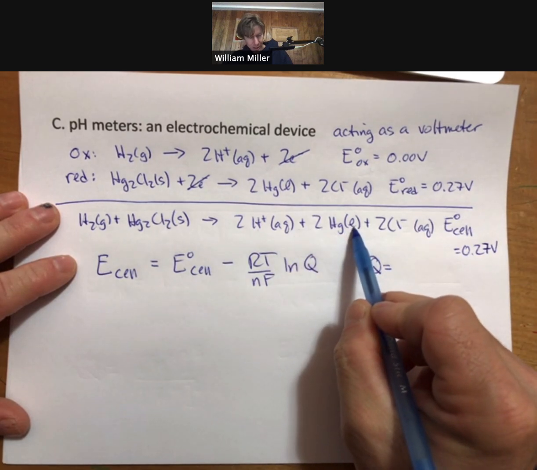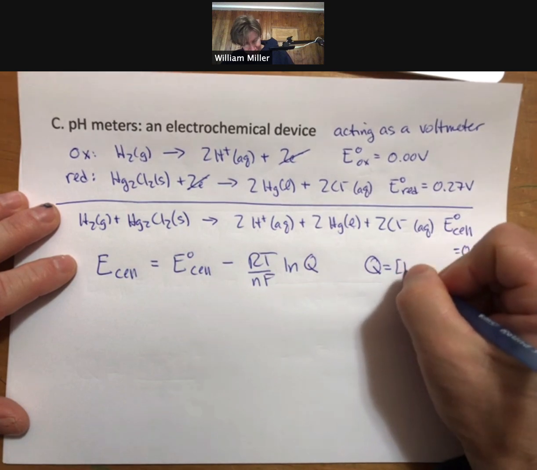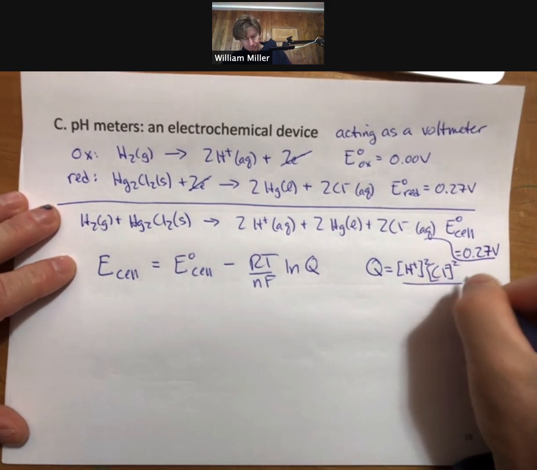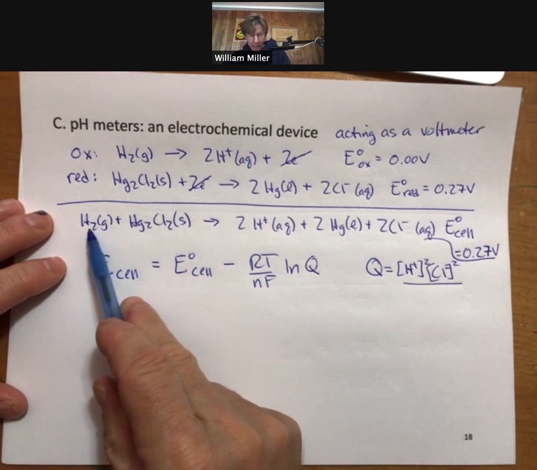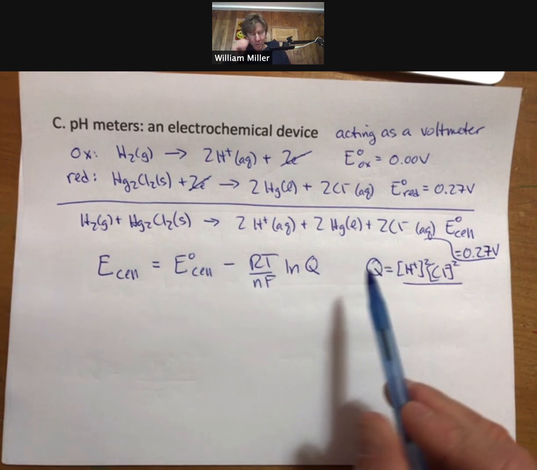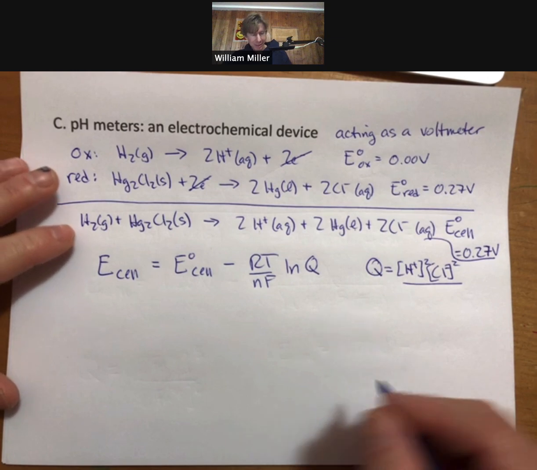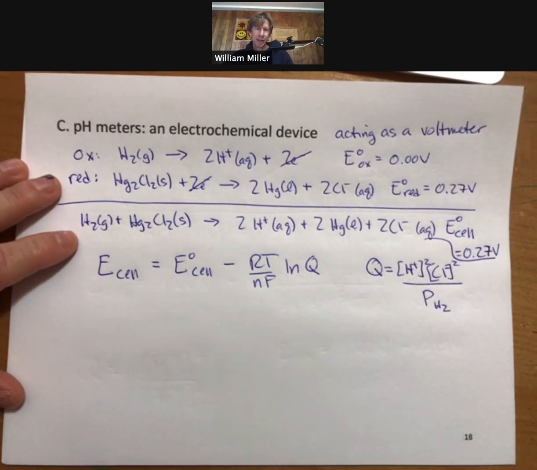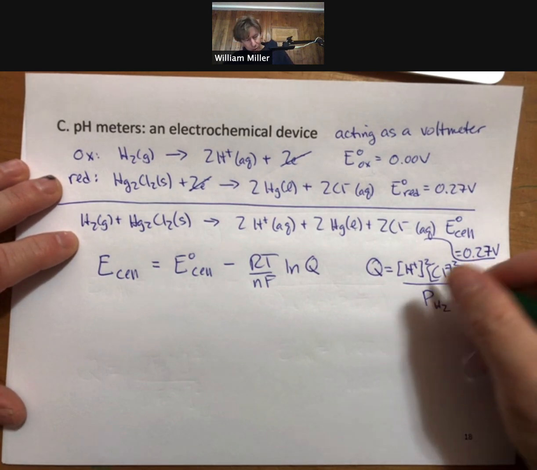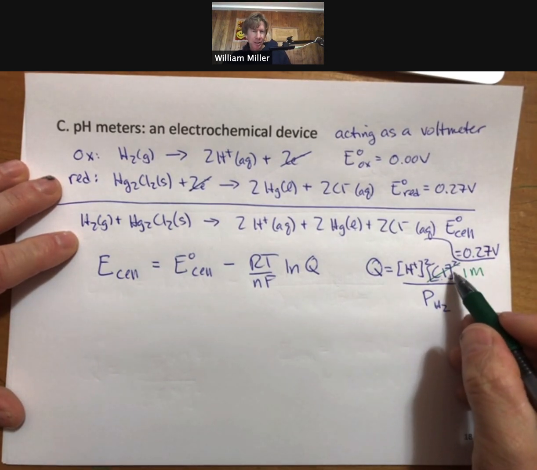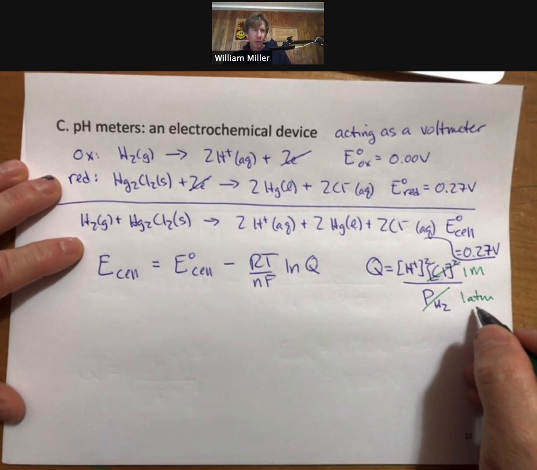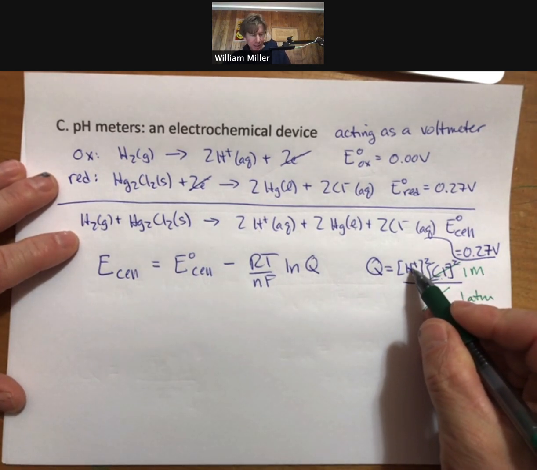Q is going to be, well, we have a liquid there, but we have hydrogen ion concentration squared. We have chloride ion concentration squared. And here's something new: we have a hydrogen gas, and because the cell potential is related to each material in its relative state, this will be the partial pressure of hydrogen. We're going to make some assumptions to simplify it here. We assume that our concentration of chloride is 1, so that this term cancels out. We assume that our partial pressure of hydrogen is 1 atmosphere, and that leaves us just hydrogen ion squared here.